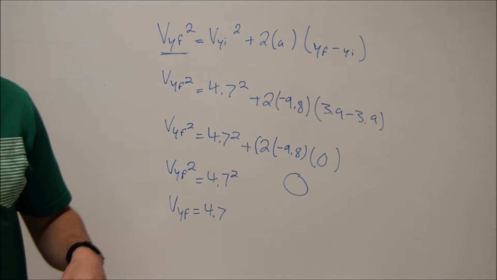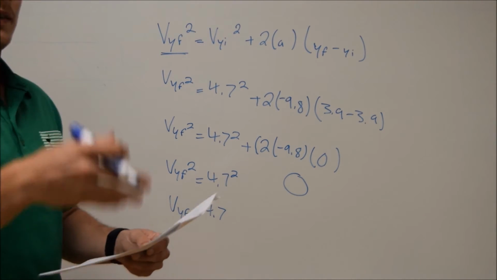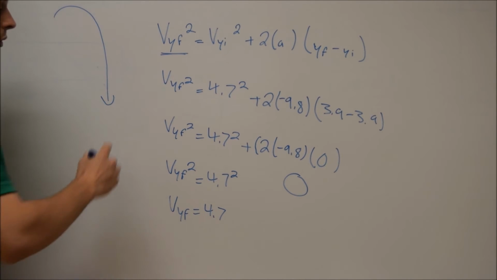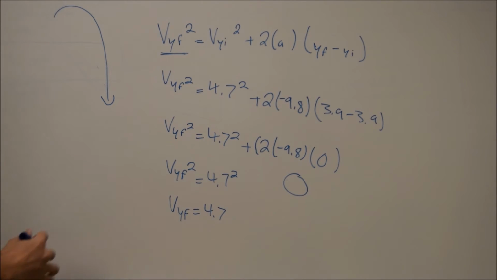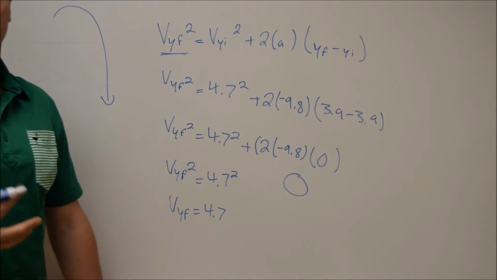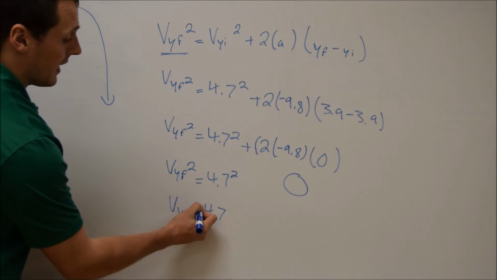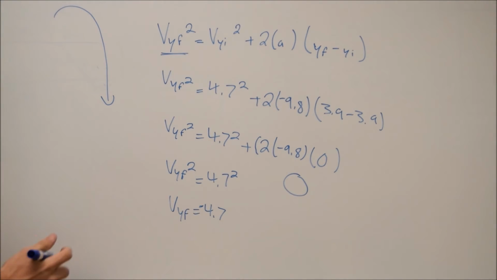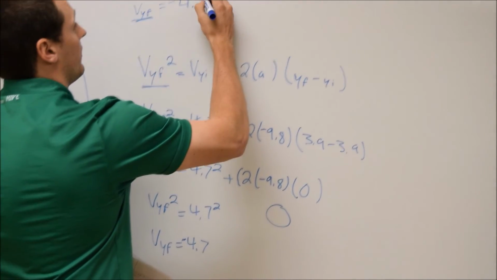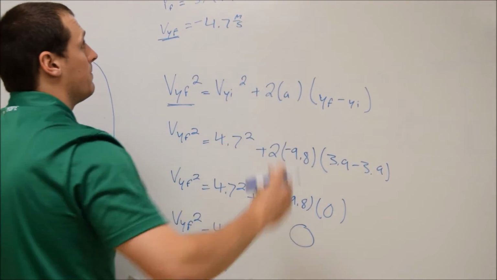But since the diver is falling downwards, any downwards motion is always going to be a negative value. Since we're taking the square root of the number, it's not going to allow us to get a negative, so we just add the negative sign at the end here. So our final answer for this problem, for the Vy final, would be negative 4.7 meters per second.